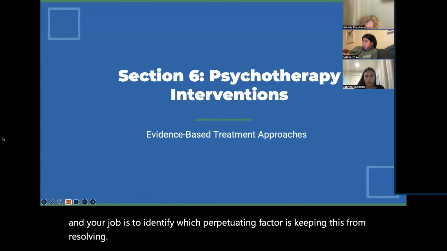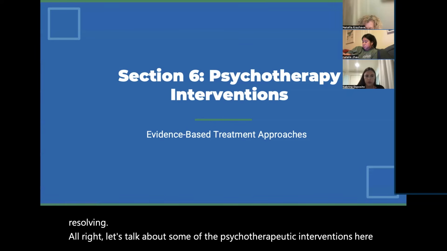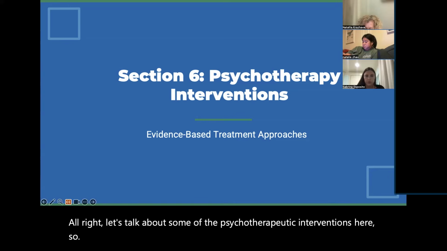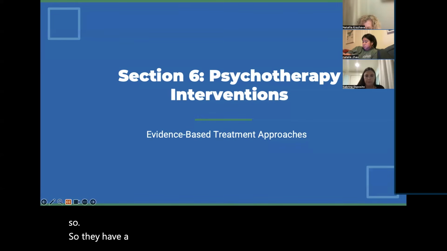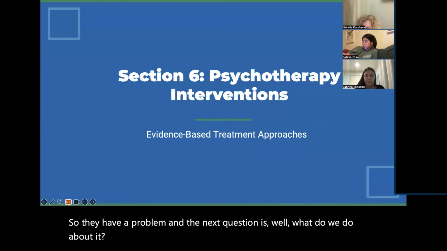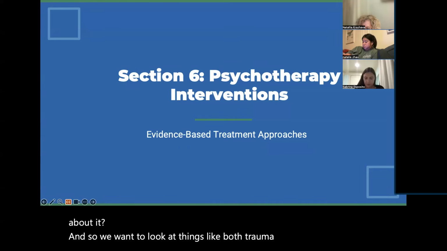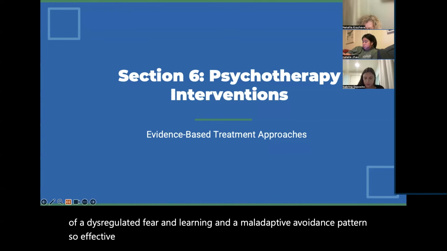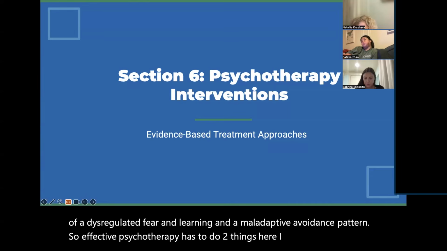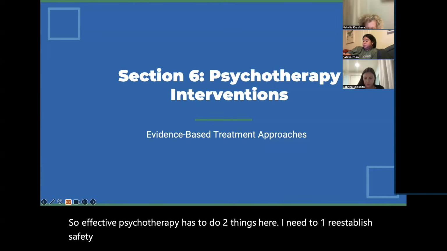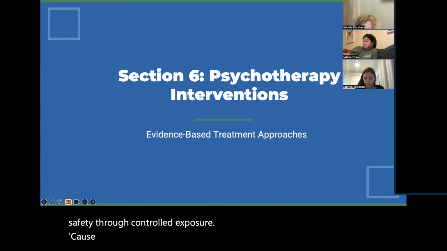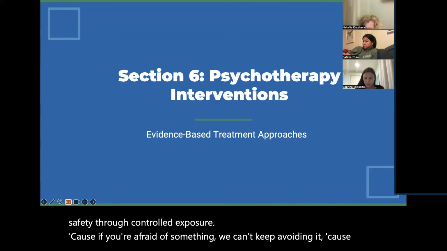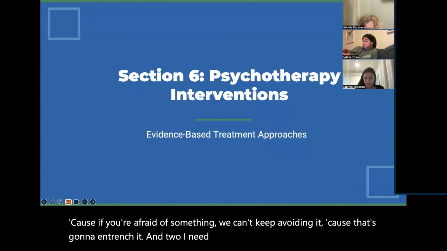All right, let's talk about some of the psychotherapeutic interventions here. They have a problem, and the next question is, what do we do about it? Both trauma and OCD are disorders of dysregulated fear and learning and a maladaptive avoidance pattern. So effective psychotherapy has to do two things. One, reestablish safety through controlled exposure, because if you're afraid of something, we can't keep avoiding it, as that's going to entrench it. And two, rewire the meaning through new associations and cognitive restructuring.